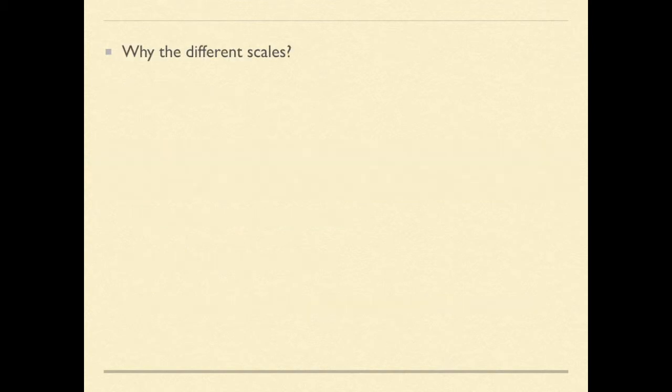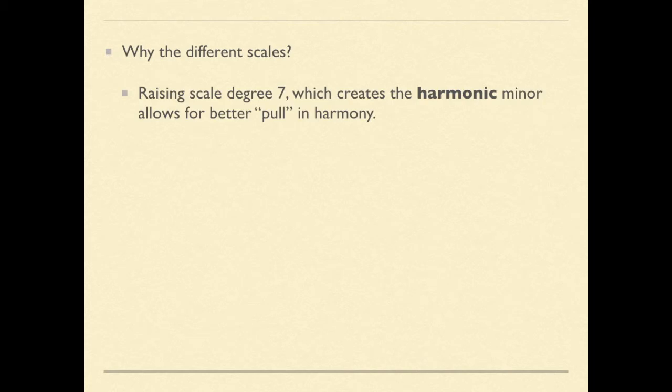You may be wondering, why the different scales? Well, here's the reason. Raising scale degree 7, which creates the harmonic minor scale, allows for a better pull in harmony. So here's a progression with the natural minor.